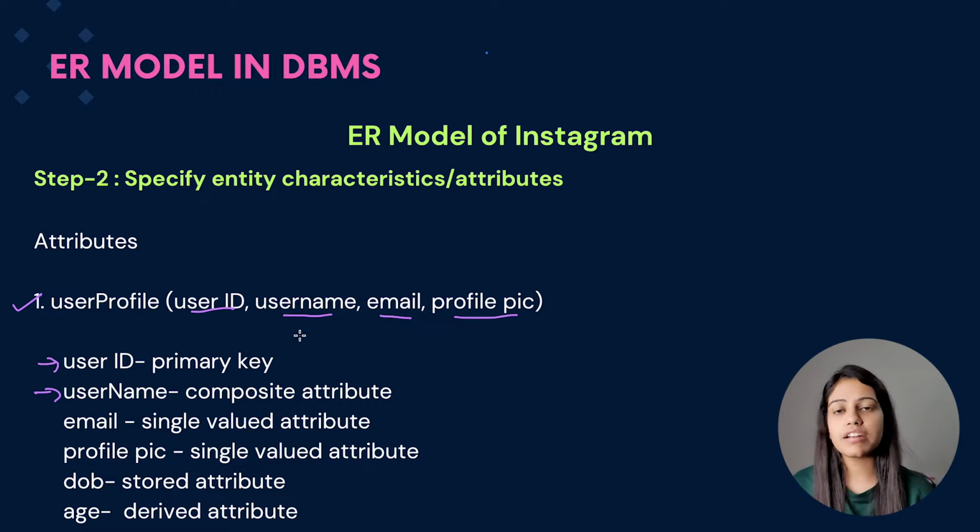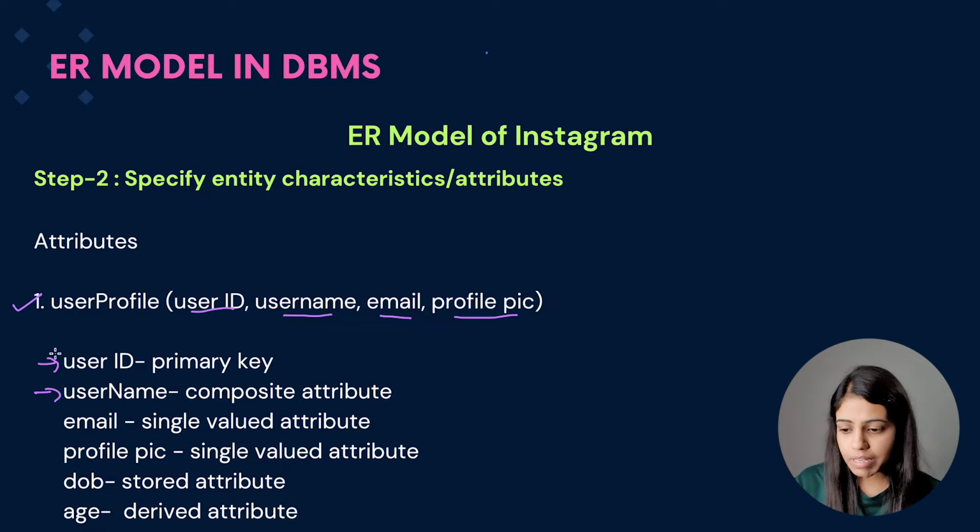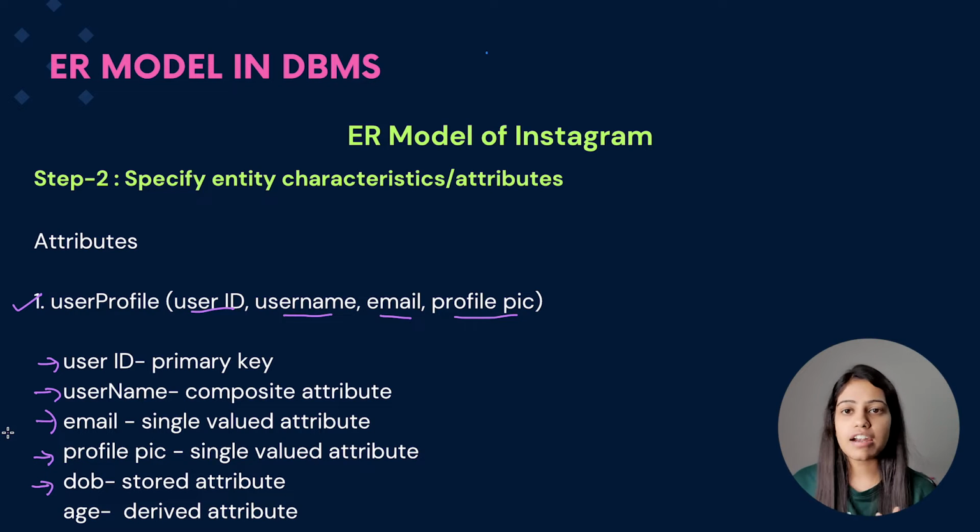So composite attribute, what it means, is that username can also be further divided into sub attributes like user first name, user middle name and user last name. Email is a single valued attribute. Profile picture is a single valued attribute. DOB is a stored attribute. Stored attribute again is something which is stored, and derived attribute is something which we derive from the stored attribute.